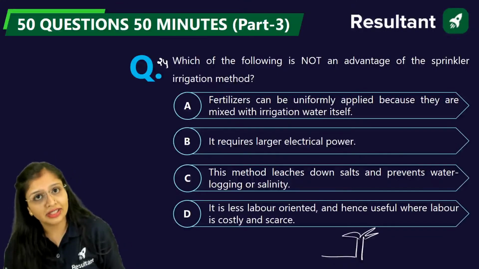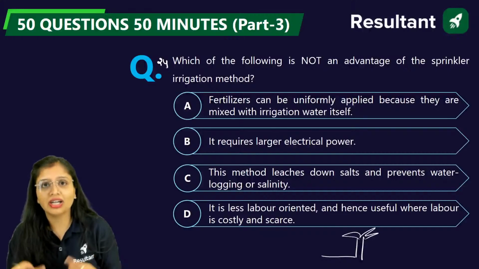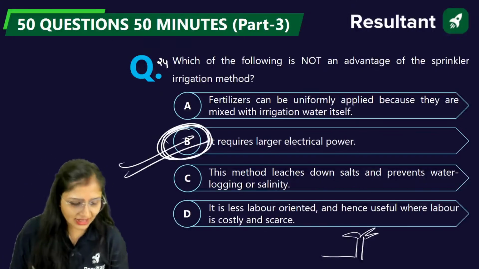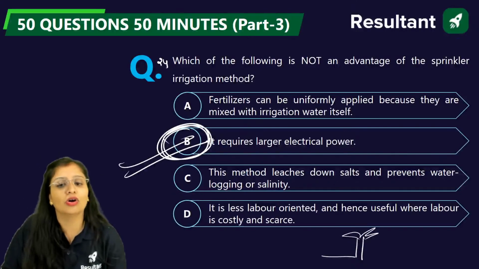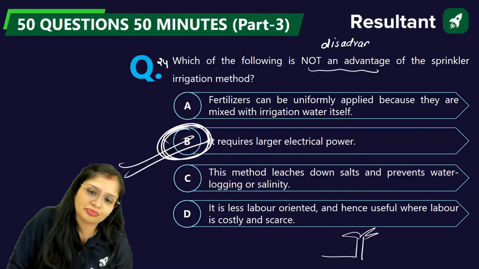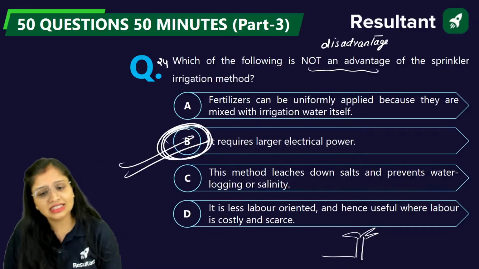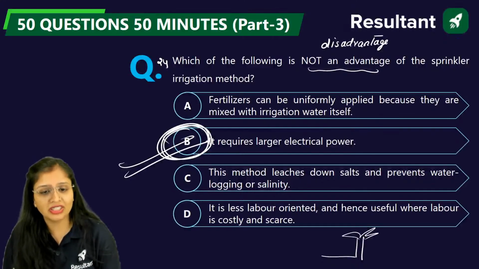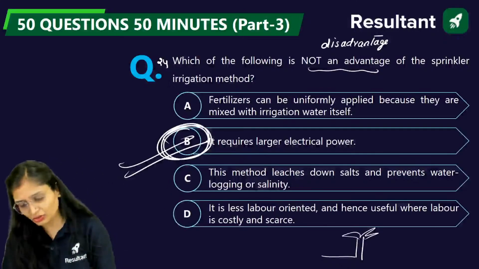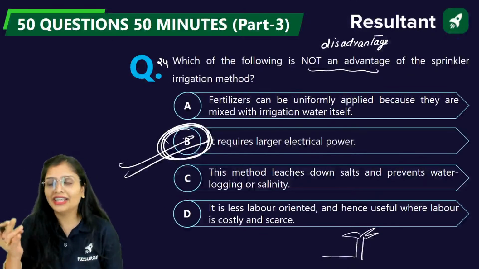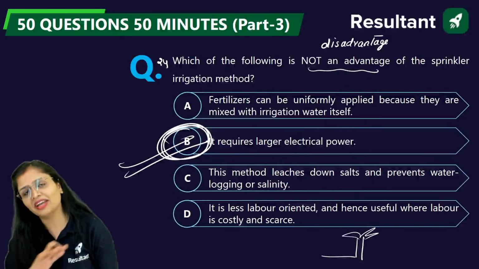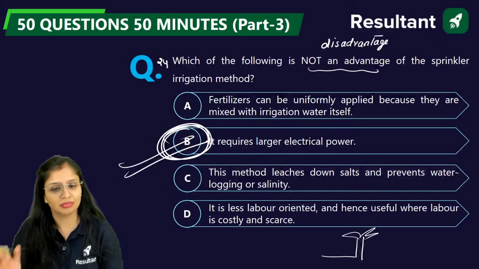It requires large electrical power. If large electrical power is required, large money will be needed. So it is not an advantage, it is a disadvantage. That is correct for me, because the question is asking for not an advantage, that means it is asking for the disadvantage. This method leaches down salts and prevents waterlogging. Of course, when the water table is high or low, when the soil is easily erodable, when topography is irregular, when gradient is steep, when highly permeable or impermeable, everywhere you can use the sprinkler irrigation system. So this is correct, this is an advantage.